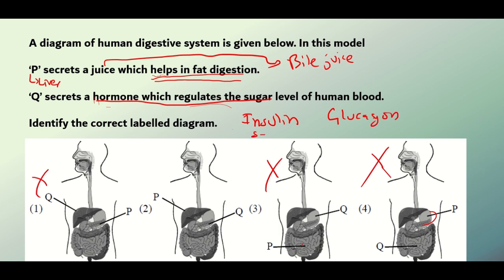Insulin is responsible for decreasing the sugar level, and glucagon is responsible for increasing the sugar level in blood. Both of these are secreted by the pancreas, which is a heterocrine system. So, if you look at option 2, it says P is the liver and Q is the pancreas. Option 2 is the correct answer for this question.